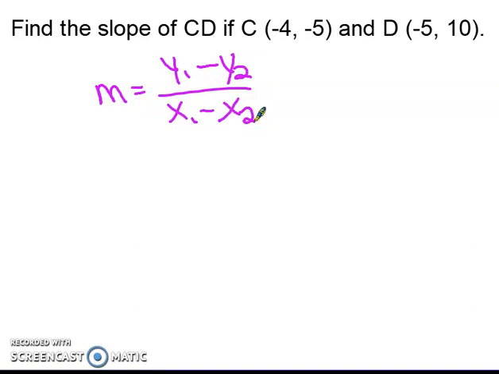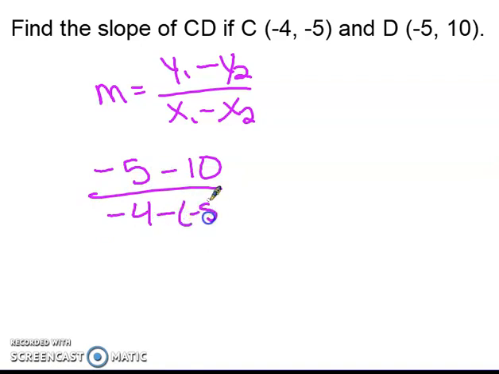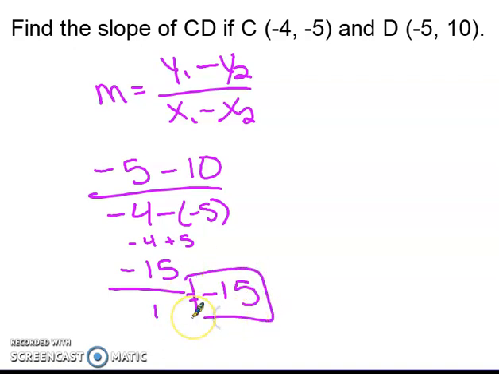Our first question just asks us to find the slope of CD if C is (-4, -5) and D is (-5, 10). So my slope formula, again, m equals y1 minus y2 over x1 minus x2. In this case, if I do y1, I have -5 minus 10 over -4 minus -5. Well, -5 minus 10 is -15. -4 minus -5 is the same thing as saying -4 plus 5, which is +1. So I get a slope of -15.